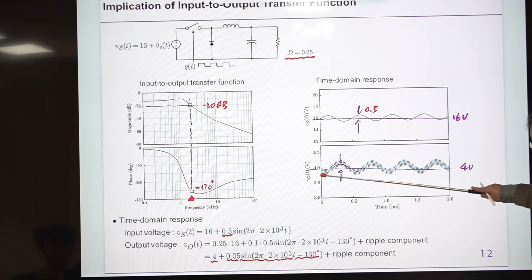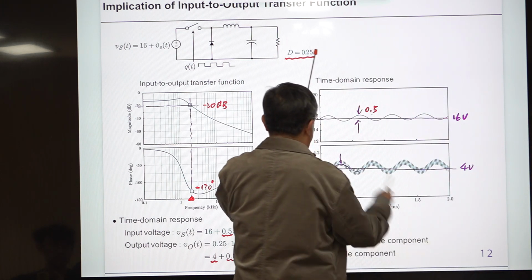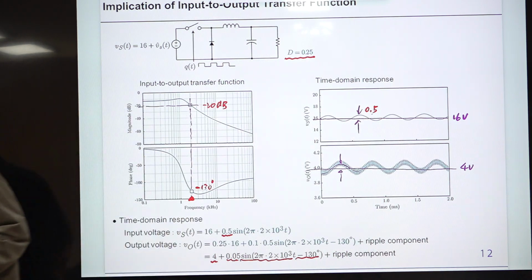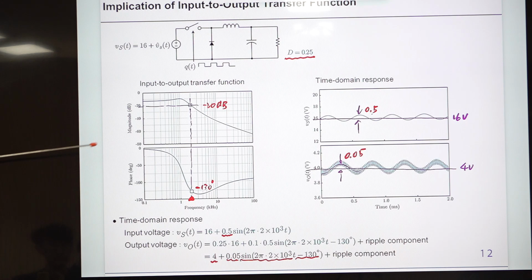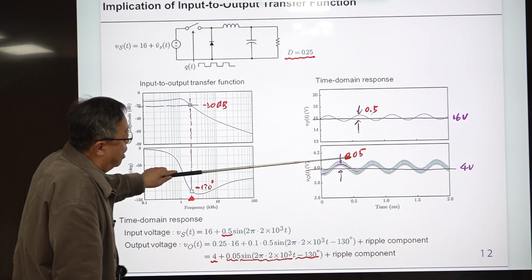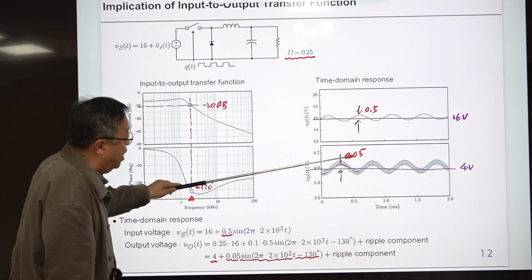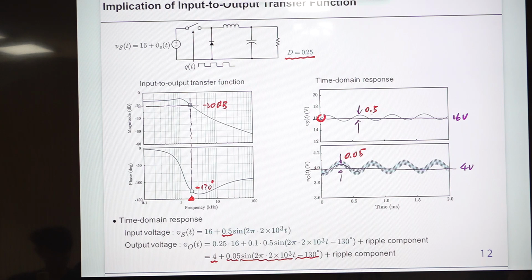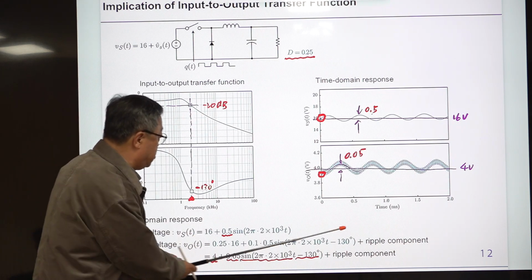But if you look at the envelope of this output voltage, it has a sinusoidal, low frequency variation at the same frequency as this one, and the magnitude is reduced by a factor of ten. So this magnitude is 0.05. The sinusoidal amplitude inserted into the input voltage is 0.5, but the sinusoidal component at the output is 1/10 of that, which is correct. If you look at the phase, it starts at 0 degrees, but the phase here is something else. The difference between this and this is the phase delay.